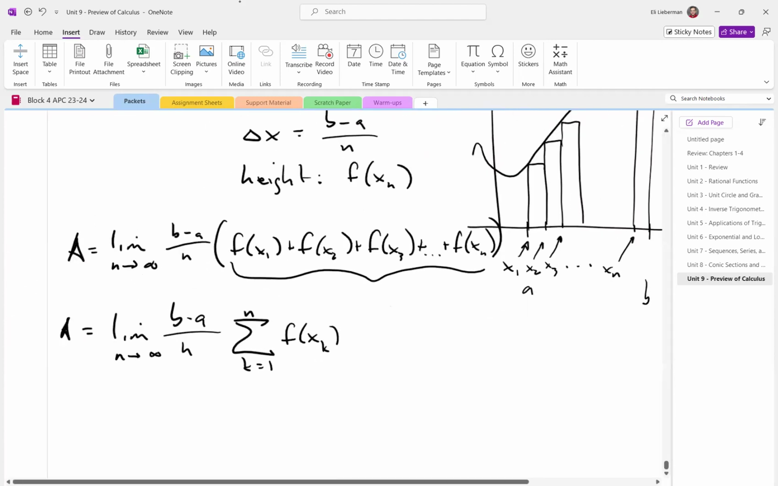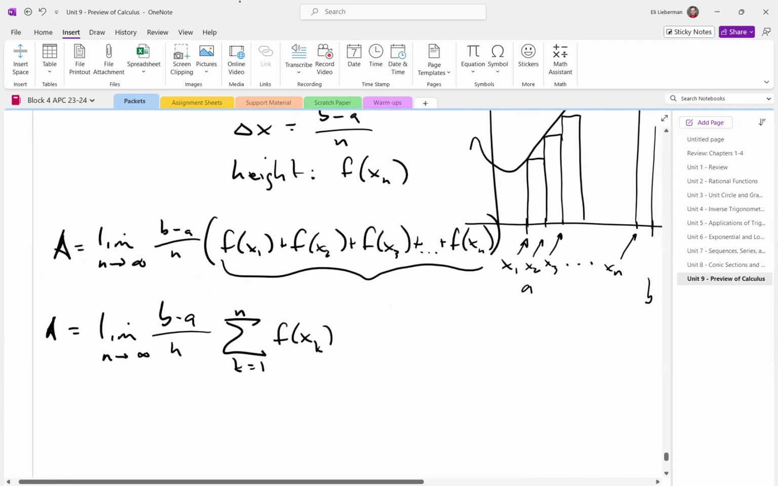Read it okay? If you're worried about what you have to know for the test, you don't have to memorize this for the test. You have to know the idea, the rectangles, but that's about it.